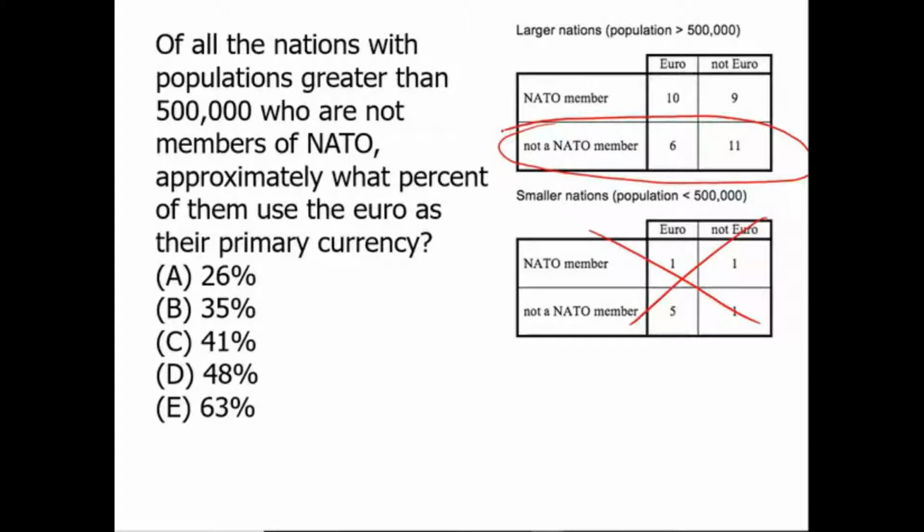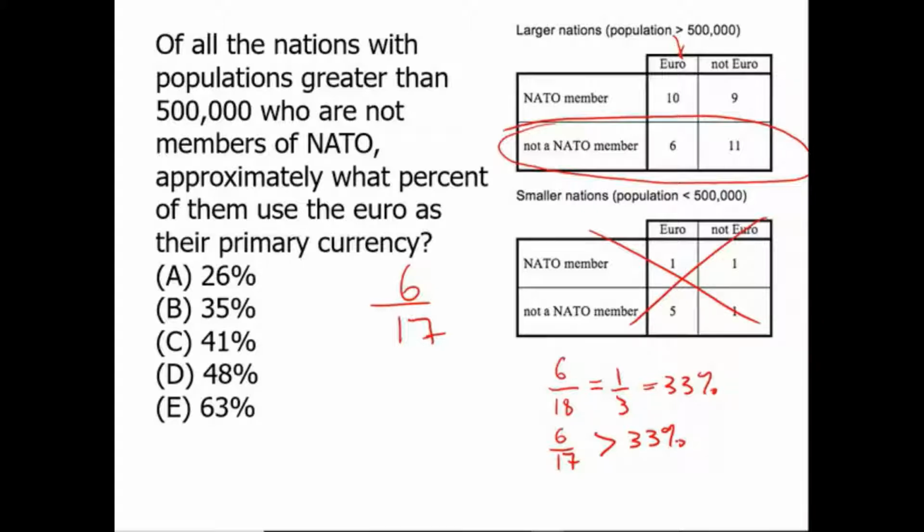So there are 6 plus 11, 17 there. That's the total. And of those 17, 6 of them use the euro. 6 of them are in the euro column. So 6 over 17. Well, we know 6 over 18 is 1/3, which would be 33%. 6 over 17 makes the denominator smaller. That's going to be slightly bigger than 33%.